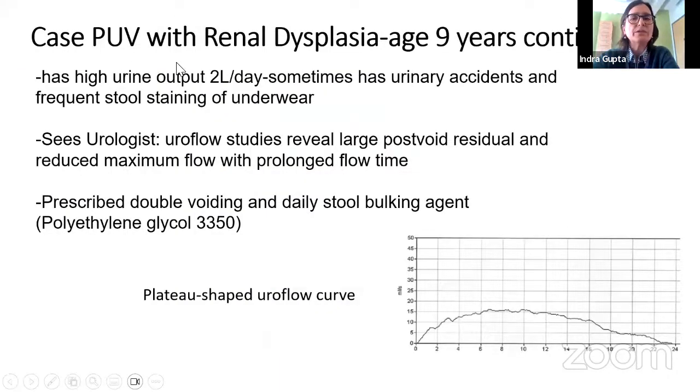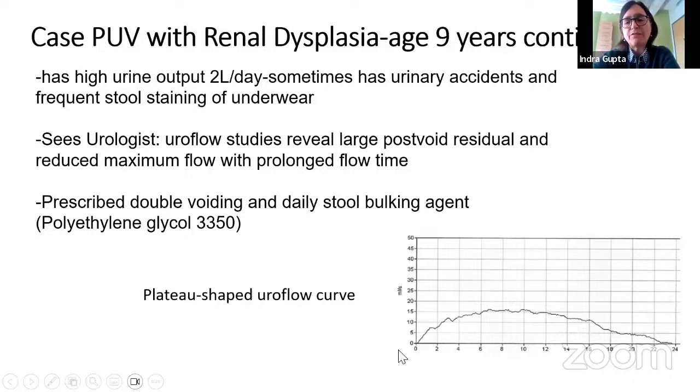And so we also noticed, a year after that, this is age 9, that he was having very high urine output, which isn't uncommon in CAKUT because these kidneys are dysplastic. And he was sometimes having urinary accidents and frequent stool staining of his underwear. So he saw the urologist and they did some uroflow studies.